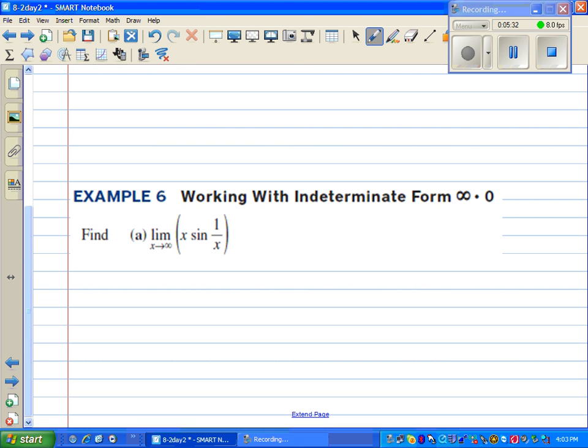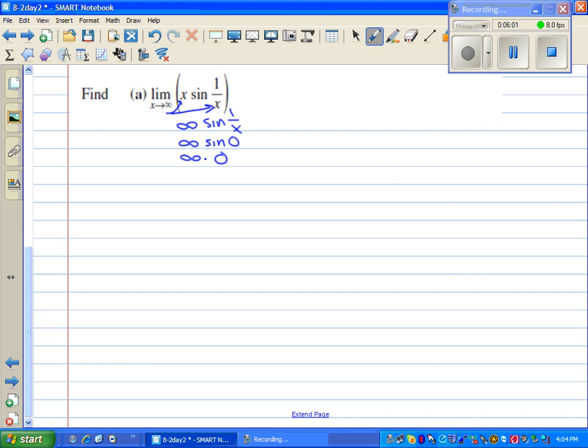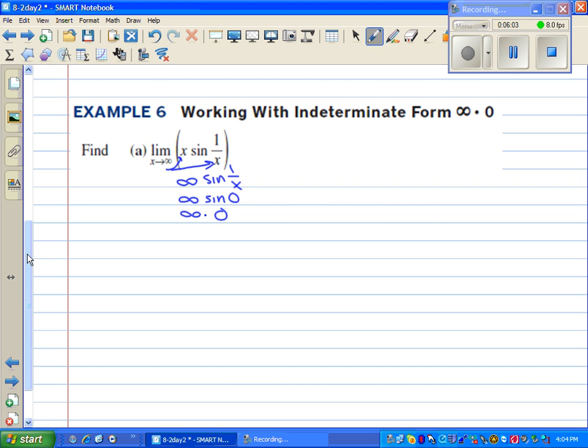In example 6, we are working with the indeterminate form infinity times 0. If you plug infinity into x, you get infinity, of course. And if you plug infinity into x for the second one, you get the sine of 0, and the sine of 0 is 0. So this indeed is infinity times 0. Now that's one of the indeterminate forms, and we might be able to solve this with L'Hopital's rule. So let's give it a shot here.